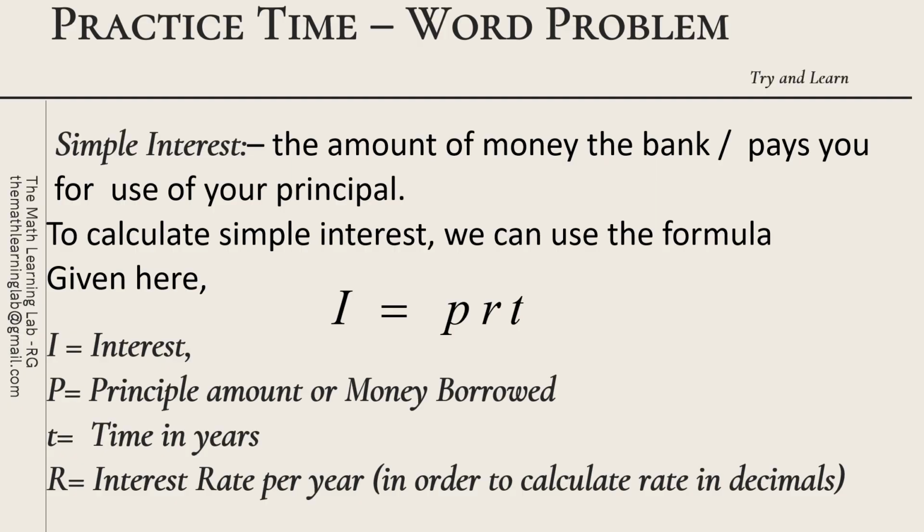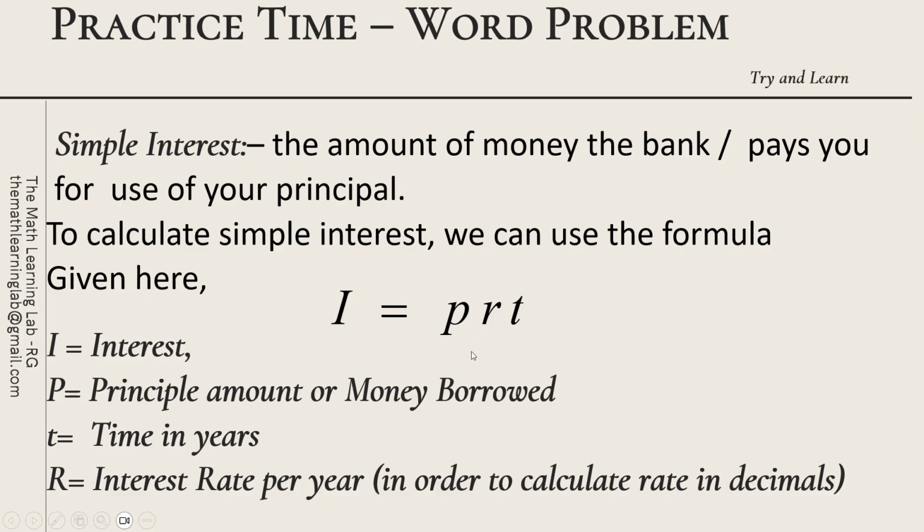Here's a new terminology, simple interest. The amount of money the bank pays you for the use of your principal, or the amount you have to pay to borrow the money from someone, and in return you have to pay some extra amount to the money lender or any financial institution. To calculate the simple interest, we can use the formula given here, which is interest is equal to principal amount times rate times time.